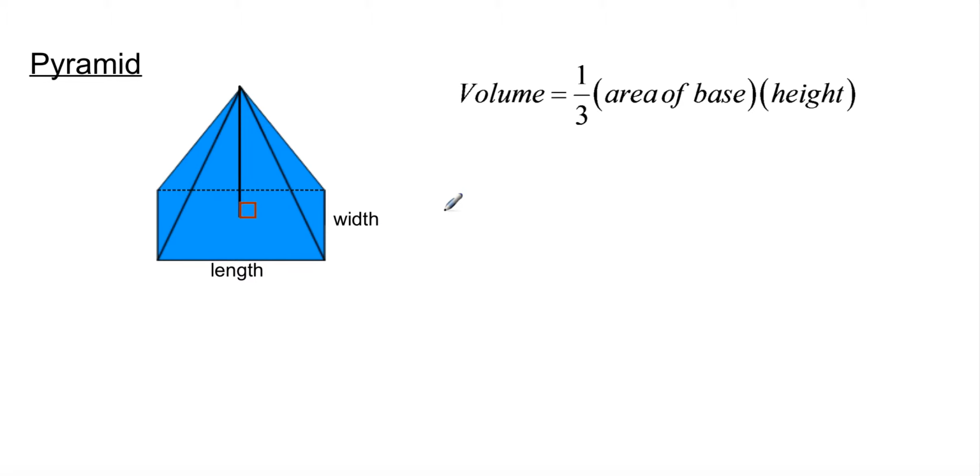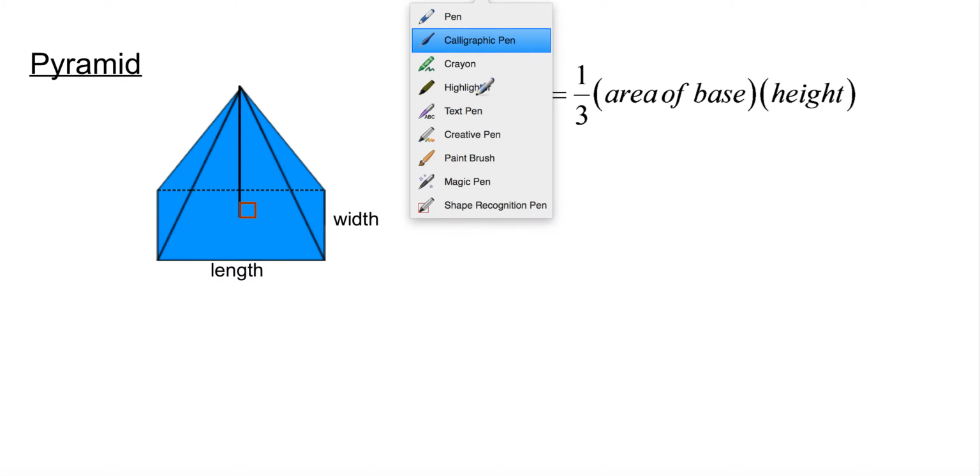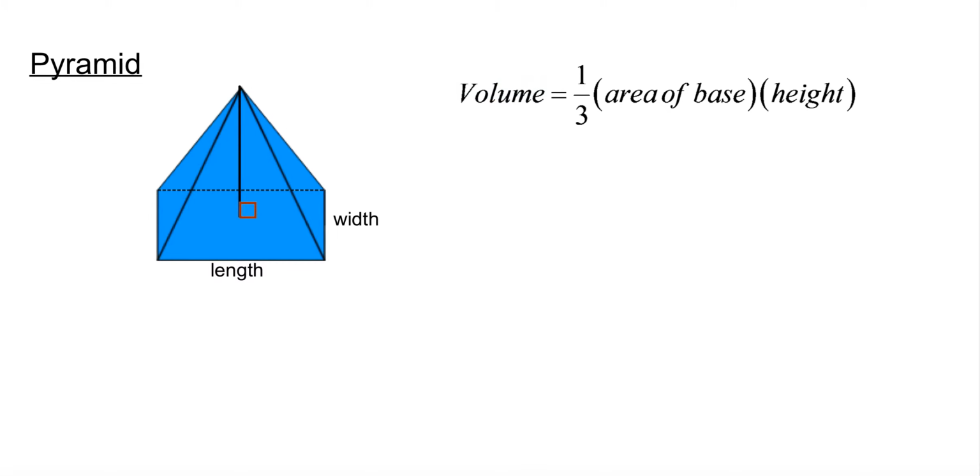All right, now this one will play tricks on your eyes. It's a pyramid. It's got a rectangular base, and this is the height right here. Let's get the highlighter. The height is perpendicular with that rectangular base.